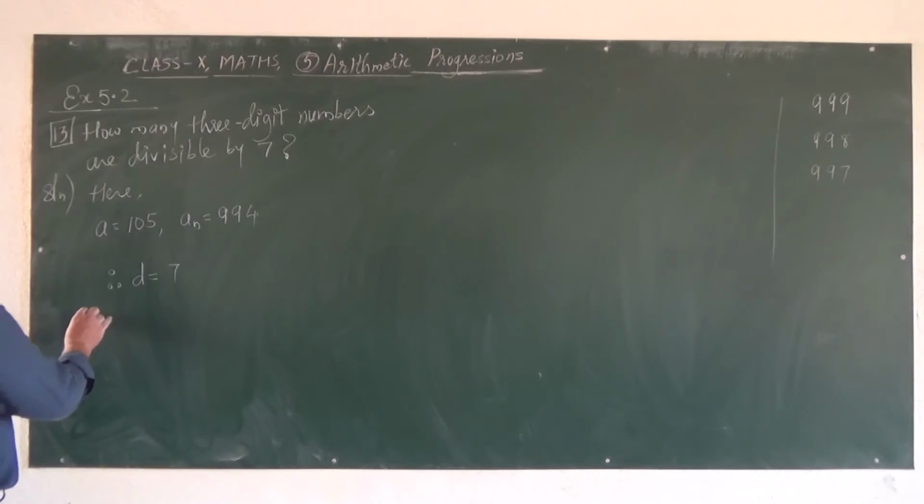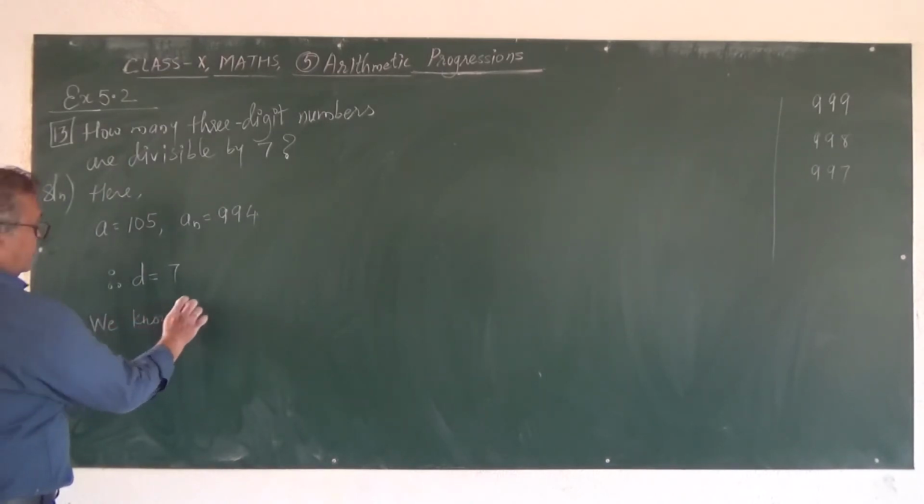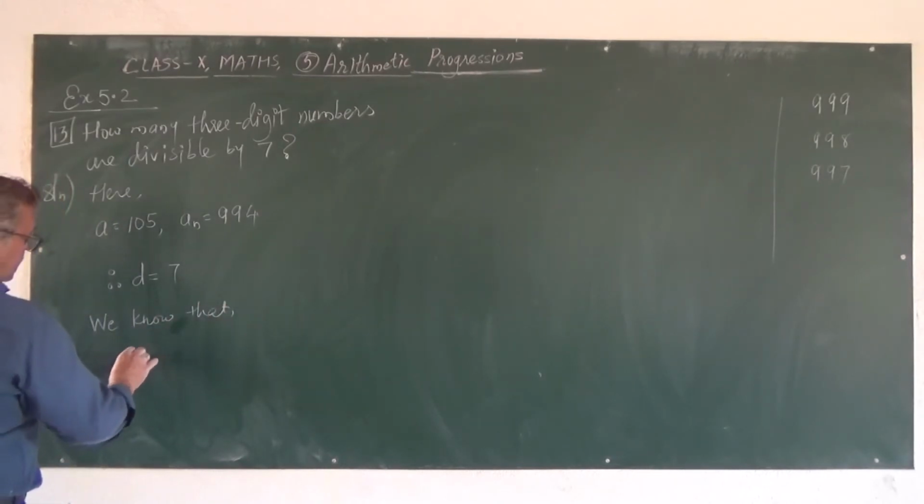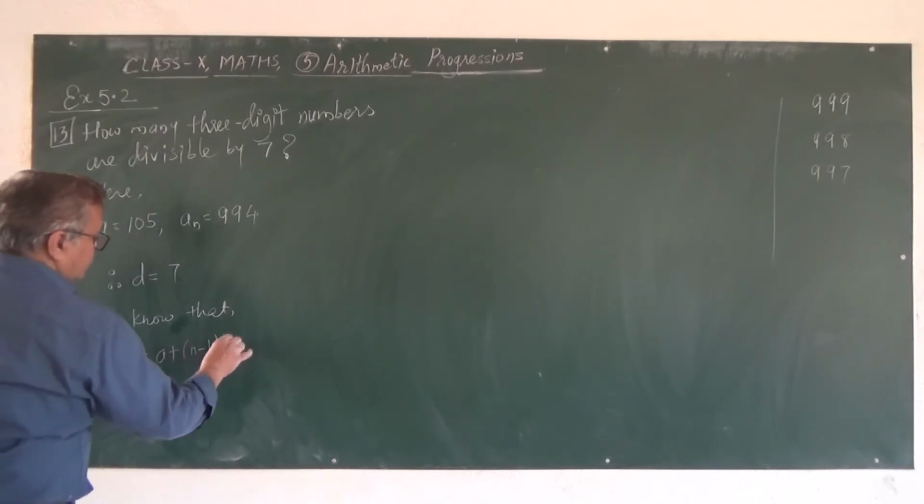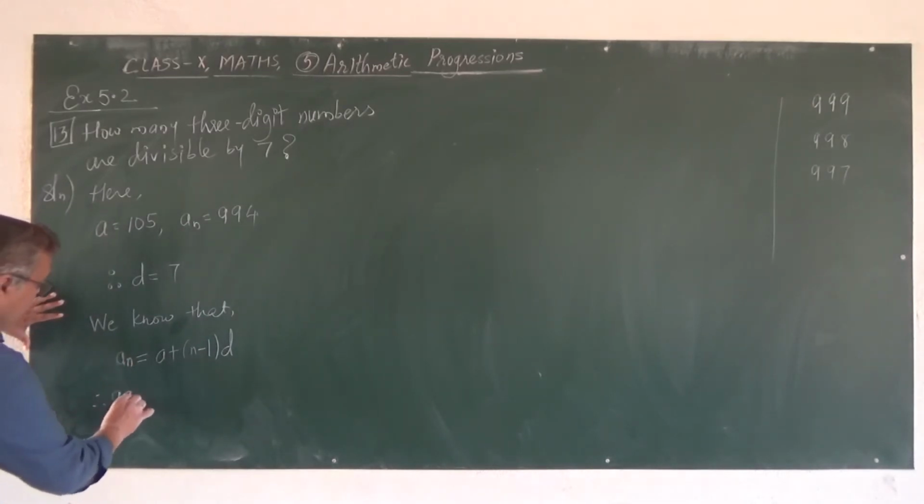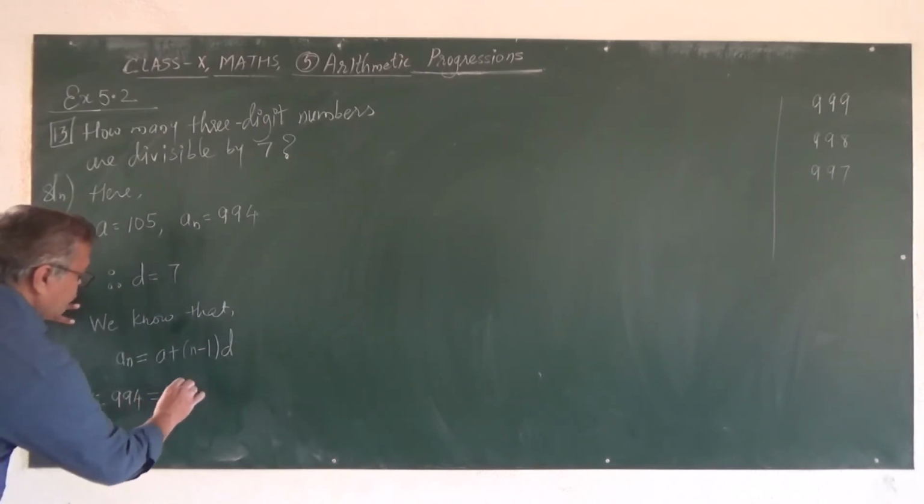Okay, now we know that an is equal to a plus n minus 1 into d. So you know the last term, the value of the last term is 994. The first term is 105.